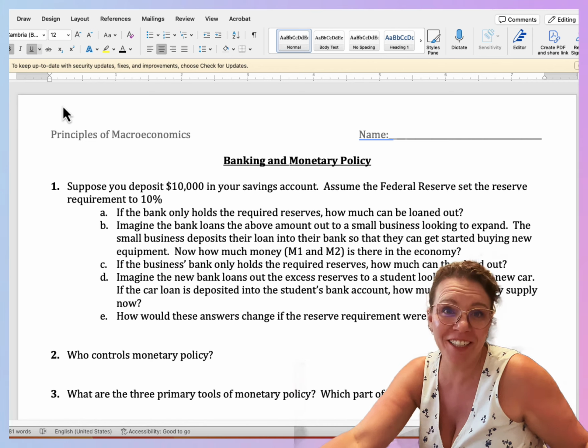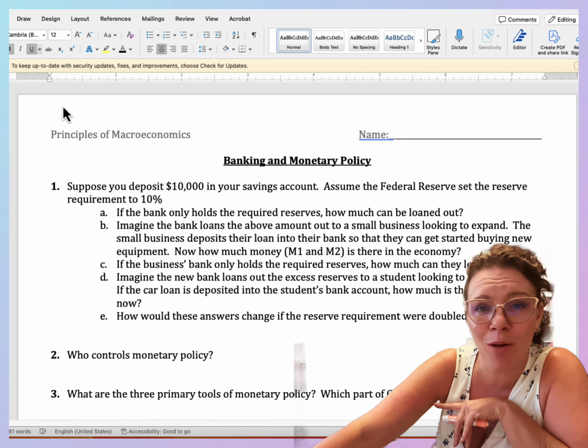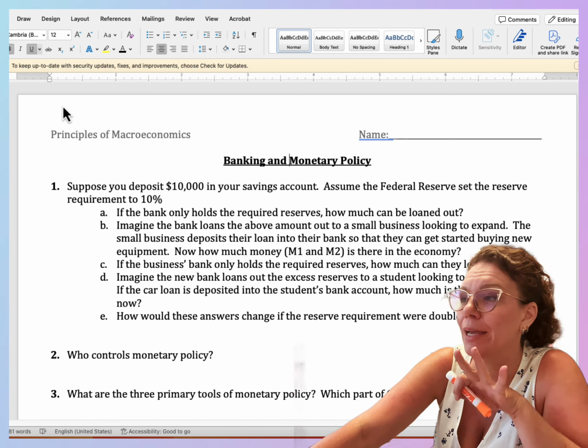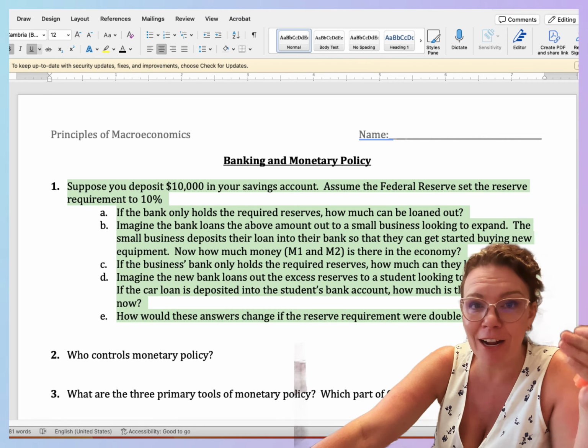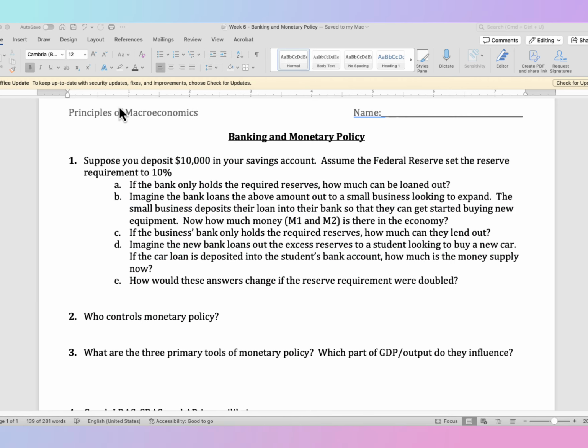If you look over here, this is the graphing problem, review problem for banking and monetary policy. The first problem goes through fractional reserve banking. So we're going to start first with this example of depositing $10,000 into a savings account and then assuming that the reserve requirement is 10%. Then figuring out how much can be loaned out and talking about differences in reserve policy and how those might change. So let's work through this together.